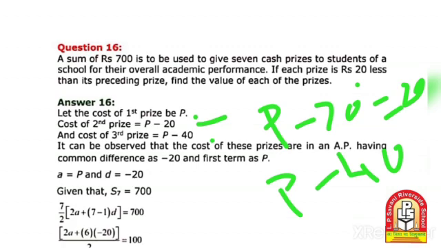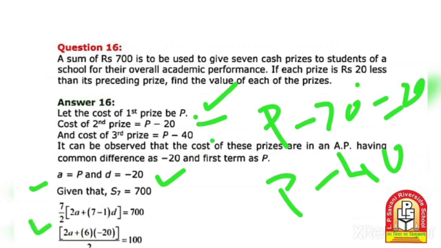So a is equal to P, and here we have to take d equal to minus 20, because in each and every step we have to use d equal to minus 20 over here, and a is such a P price that we have taken as an assumption.